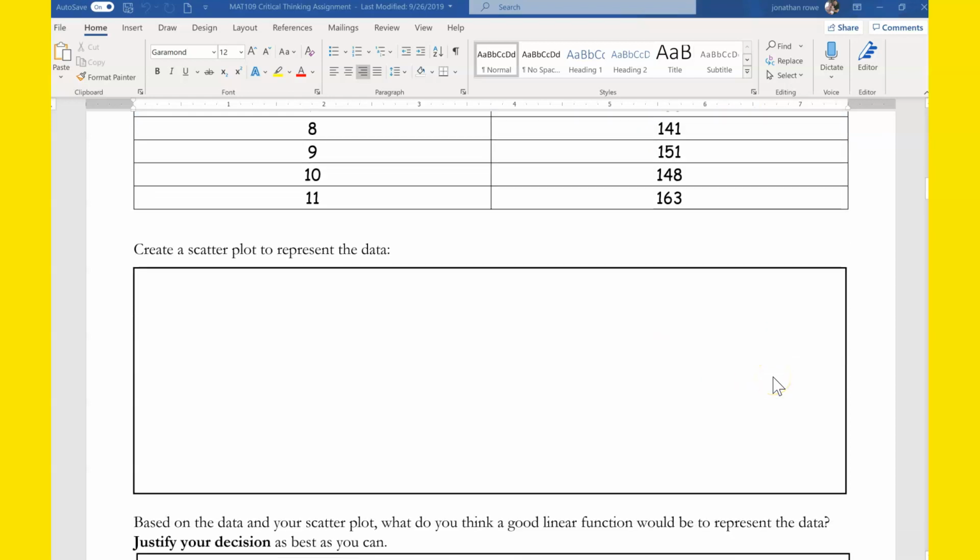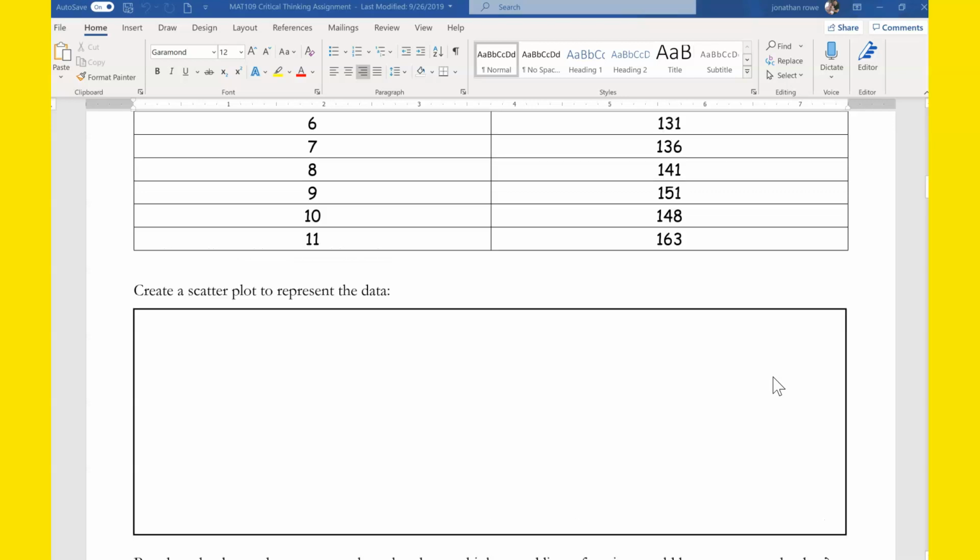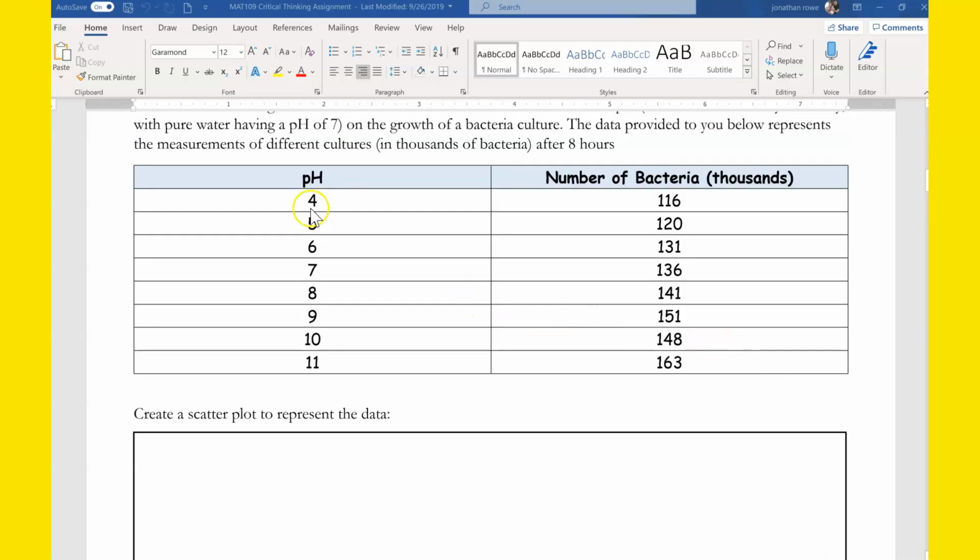Create a scatter plot to represent the data. Okay, so we have to create a scatter plot. That means we're making these things ordered pairs. My first ordered pair would be (4, 116). My second ordered pair would be (5, 120). I'm doing all these ordered pairs.